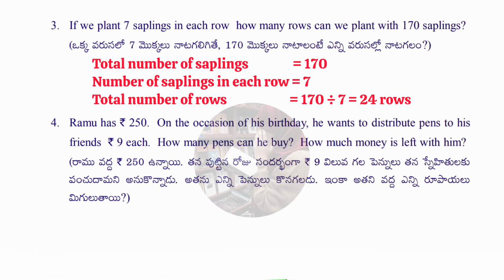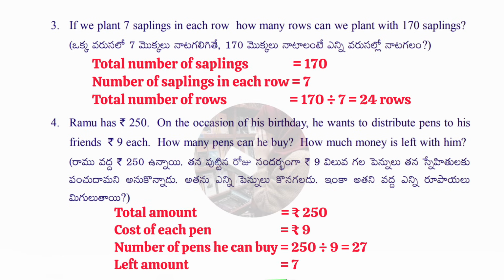Okay, next, fourth question. Ramu has 250 rupees. On the occasion of his birthday, he wants to distribute pens to his friends, rupees 9 each. How many pens can he buy? How much money is left with him? Okay, write down the answer. Total amount is 250 rupees. Cost of each pen is 9 rupees. Number of pens he can buy is 250 divided by 9.